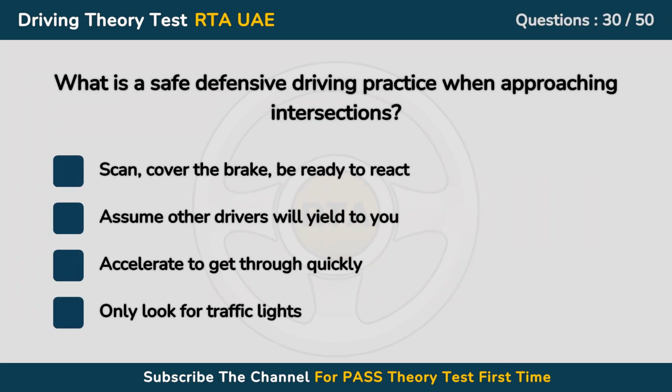Question 30. What is a safe defensive driving practice when approaching intersections? A. Scan, cover the brake, be ready to react. B. Assume other drivers will yield to you. C. Accelerate to get through quickly. D. Only look for traffic lights.